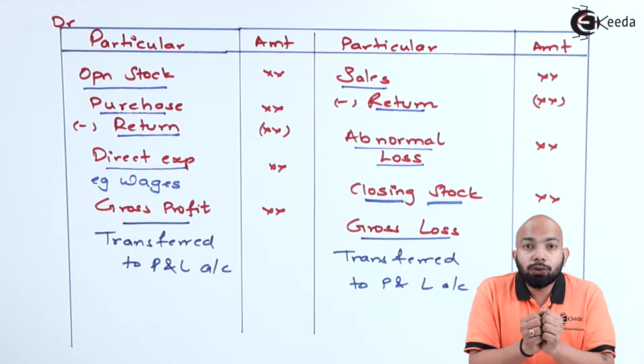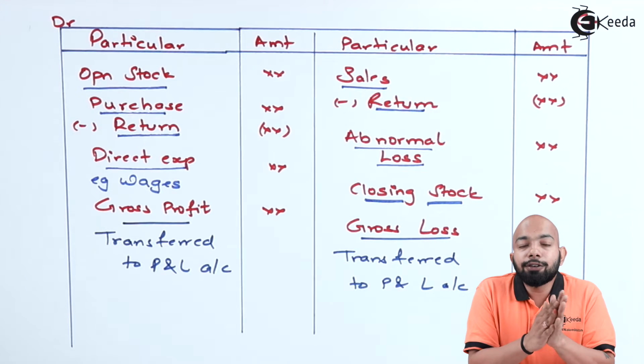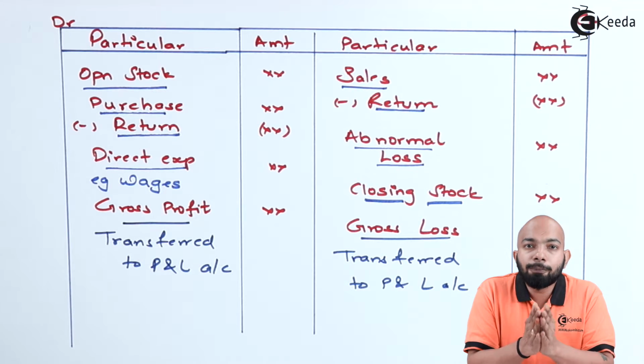Let's understand what we have after that. That will be gross loss, the last part of the trading account. So either we have gross profit or gross loss, which is then further transferred to the profit and loss account to facilitate the preparation of the profit and loss account itself. So gross profit or gross loss is the first part of the preparation of the profit and loss account.